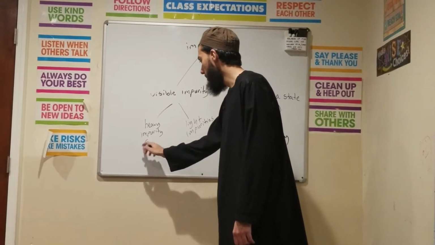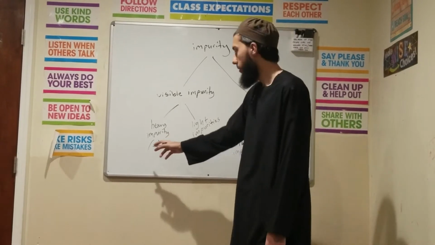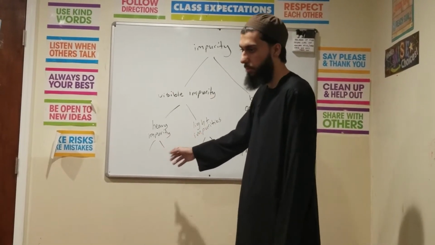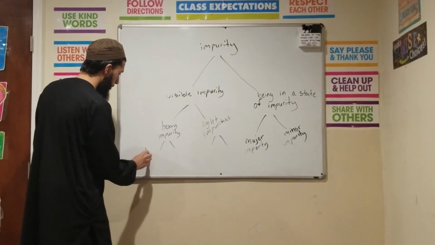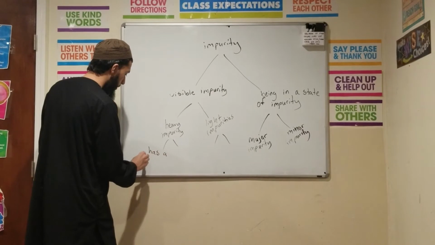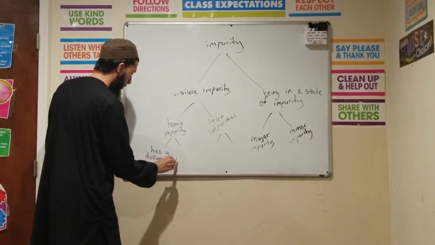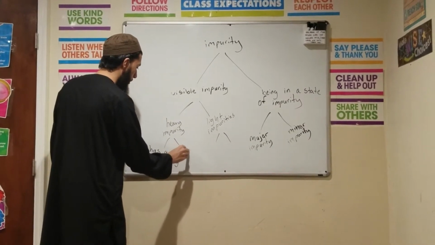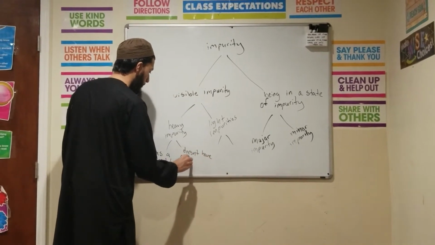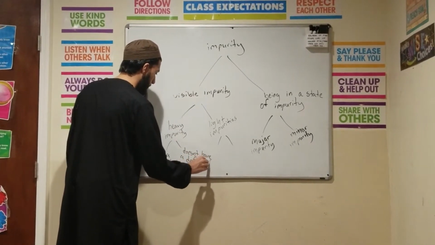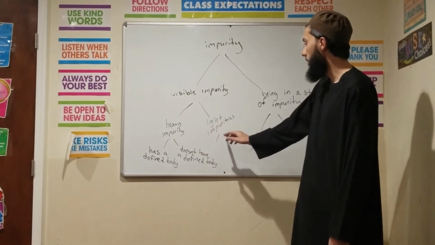Also, what I failed to mention, I went over it, but I didn't categorize it as part of this. Each of these also break into two types. Heavy impurity and light impurity is also of two types. One is it has a defined body. For example, like feces, it has a defined body. And this one, it doesn't have a defined body. So heavy impurity and light impurities, both of these are of two types.